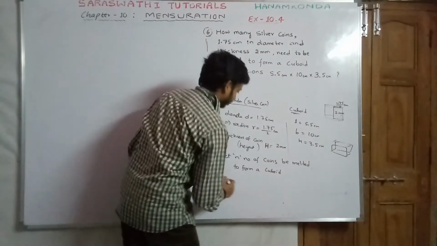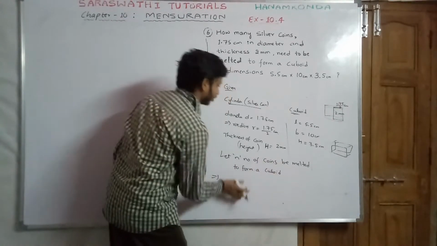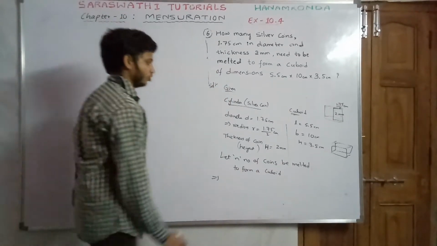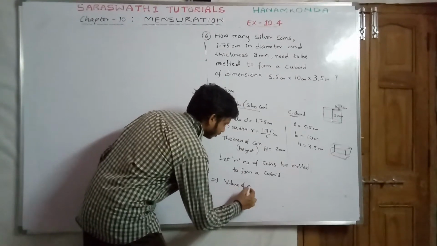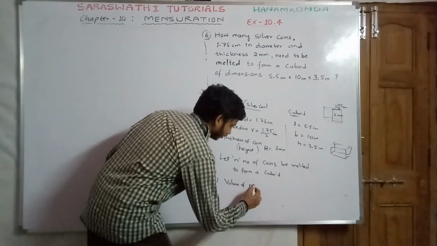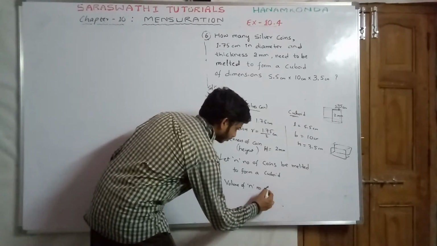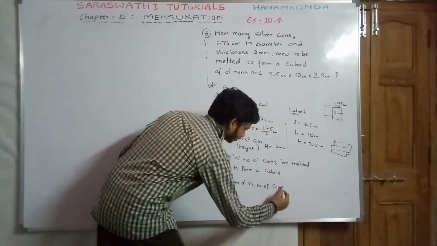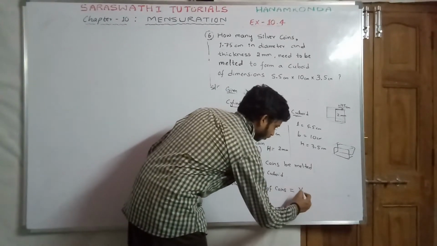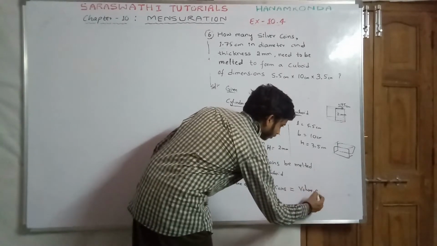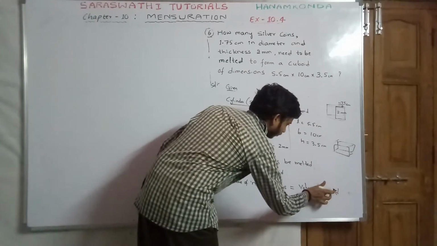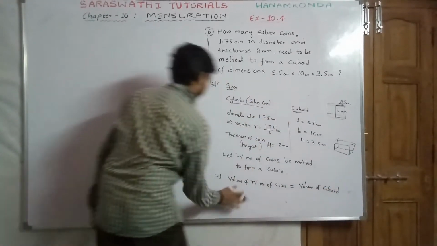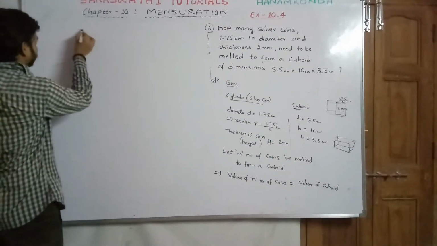It implies that the volume of these n number of coins must be equal to the volume of the cuboid. So next, the volume of n number of coins means the volume of each coin times n.